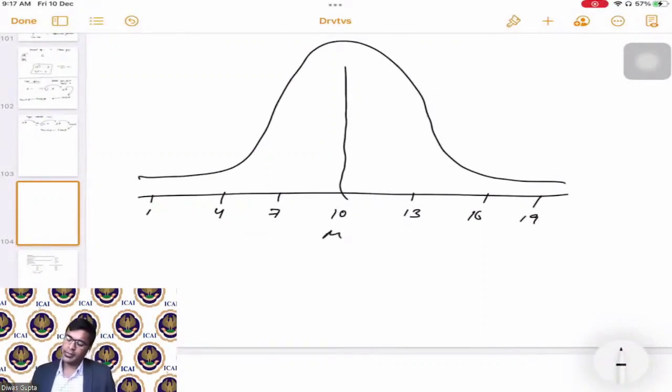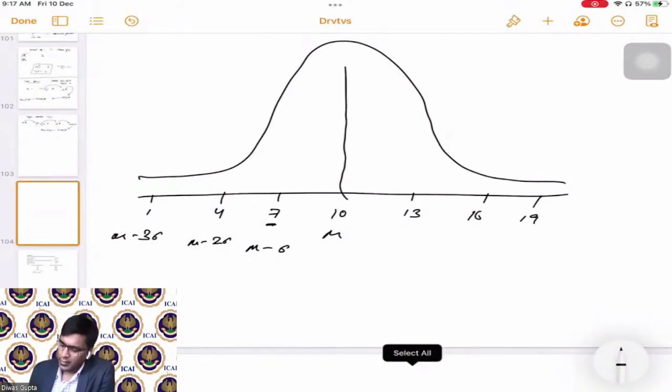So this is equal to the mean, U. Now, this value is what? U minus standard deviation. This is U minus 2 times the standard deviation. This is U minus 3 times the standard deviation. U is 10, minus 3 into 3 is 1. Here, you have U plus standard deviation, U plus 2 times the standard deviation, U plus 3 times the standard deviation, which is 10 plus 3 into 3 is 19, correct? 10 plus 2 into 3 is 16, 10 plus 3 is 13, this is 10.